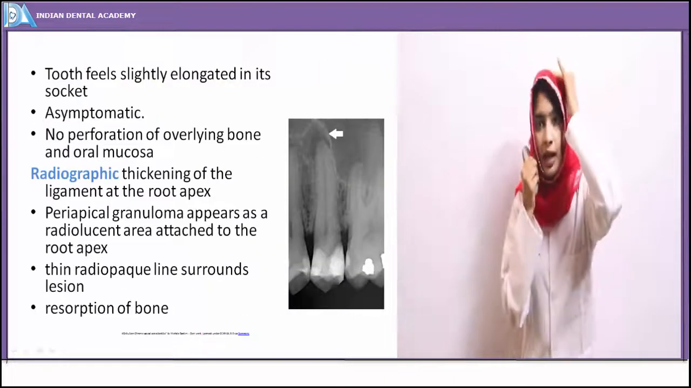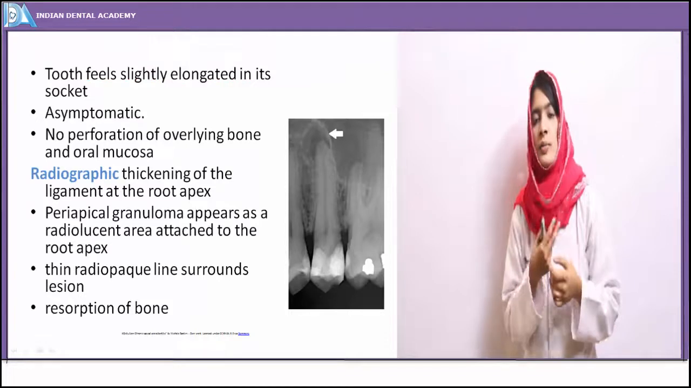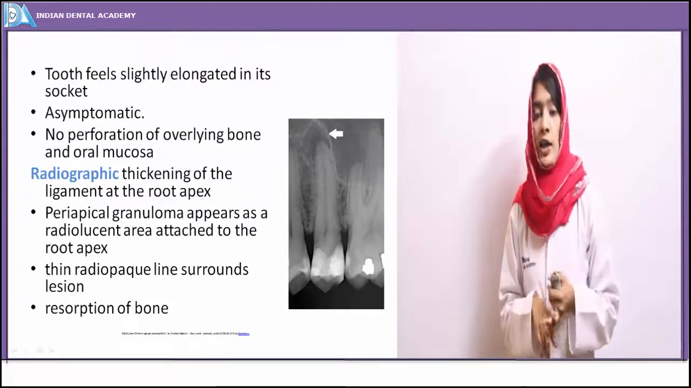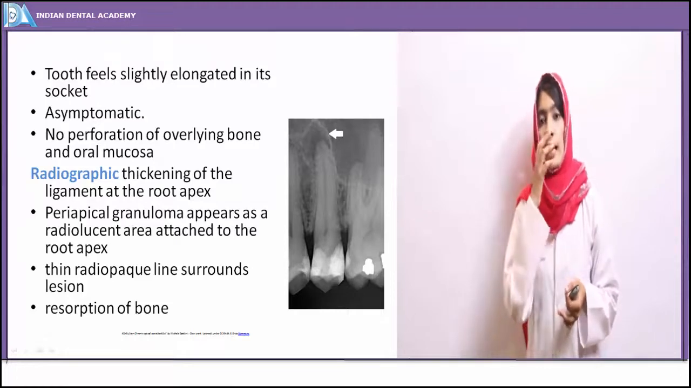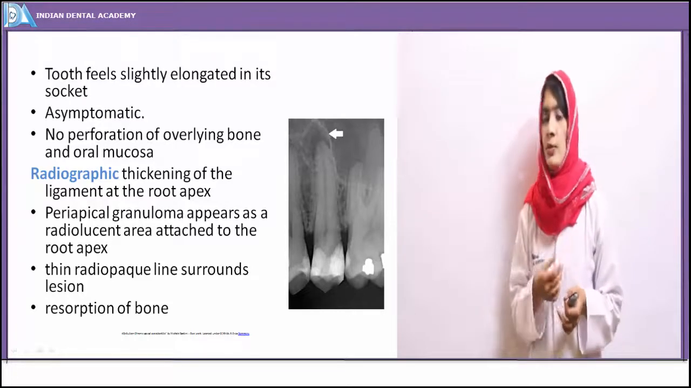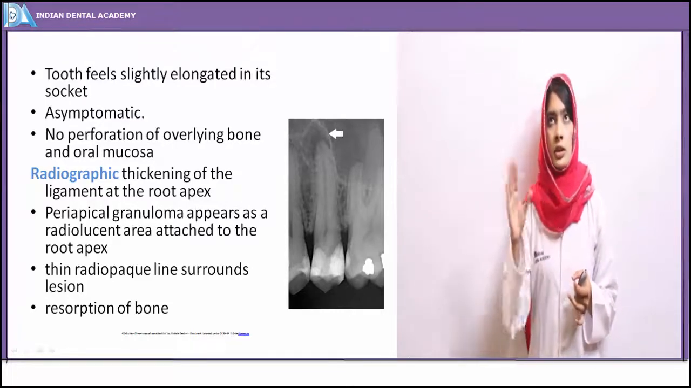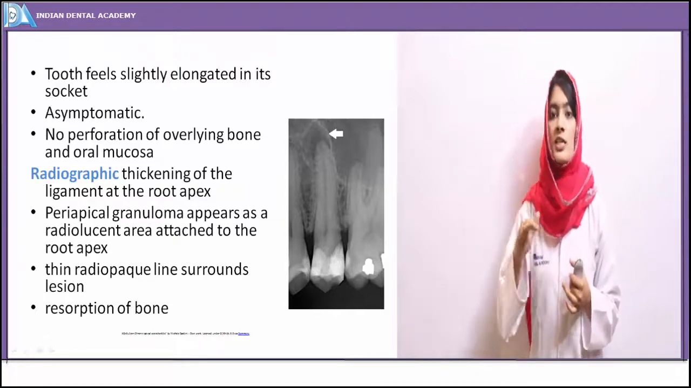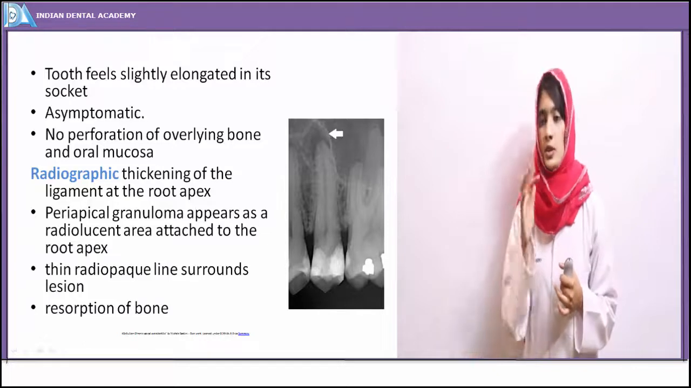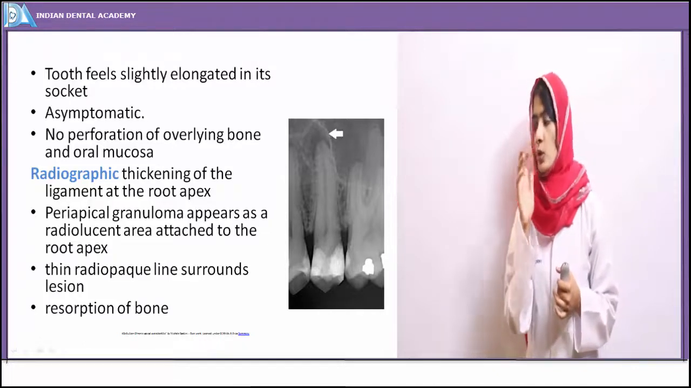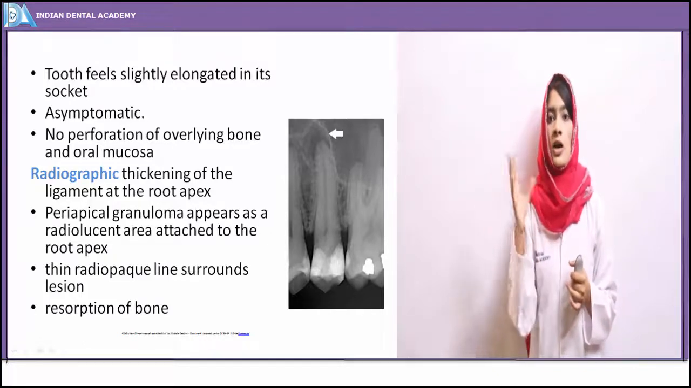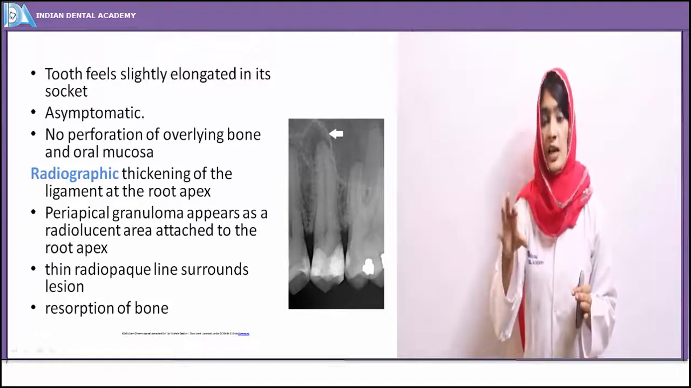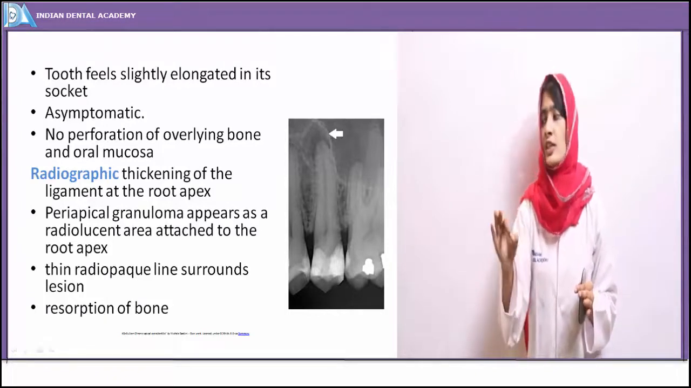As in the characteristic features of acute apical periodontitis, the tooth may be slightly elongated in its socket because of the edema fluid collection, and it is entirely asymptomatic. The signs and symptoms of inflammation involve the periodontium, but they do not involve the bone here. No perforation of the mucosa or underlying sinus formation is seen. The inflammatory changes are confined to the periodontal ligament only.